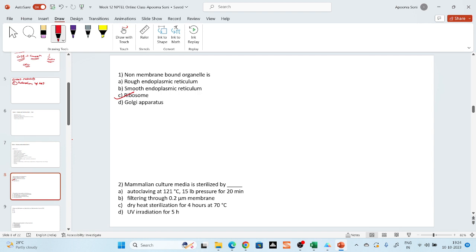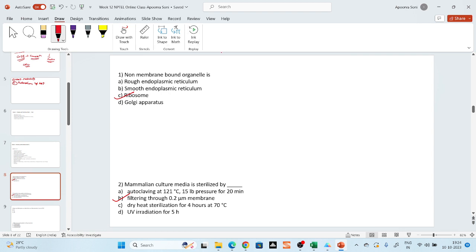Filtering. So filtering through a 0.2 micron membrane. So always remember, we make media for bacterial cell culture also, and for plants also. I don't really have much knowledge about plant cell culture media because I am an animal person. But when you are doing any kind of animal cell culture or mammalian cell culture, you cannot autoclave the media, okay? And you cannot just put it under UV radiation.